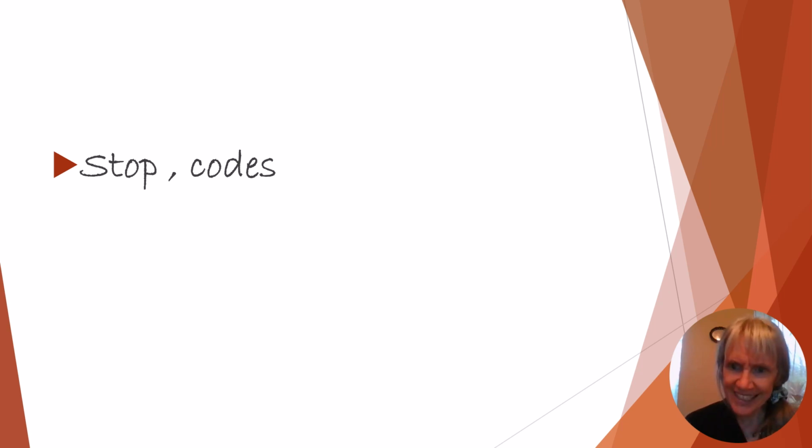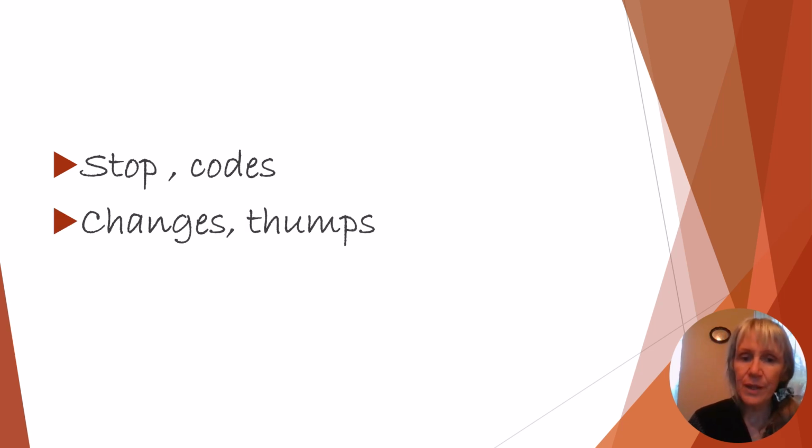What about that E? All magic E's are silent. We do not hear them. So what we tend to do is put an X through the E just so we know that we're not hearing it. We're hearing the C, the O, the D, and the S. So we'll have 4 sound boxes for those words. Moving on to "changes" and "thumps." How many phonemes are you hearing in these words?